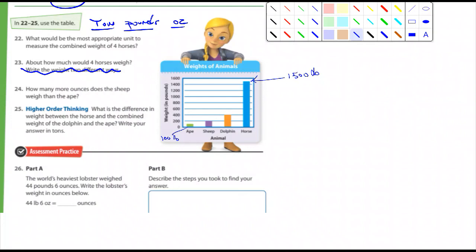And then number 25, it says, what's the difference in weight between the horse and the combined weight of a dolphin and the ape? And write your answer in tons. And you can do 26. And I think that's it. Okay, kept it to about 15 minutes, which is pretty good.